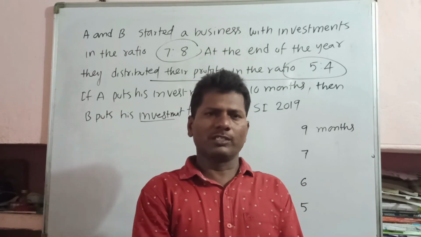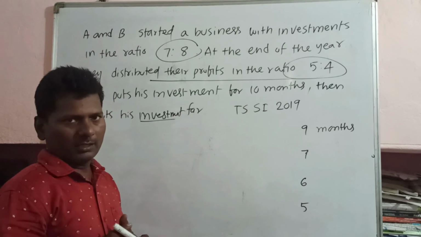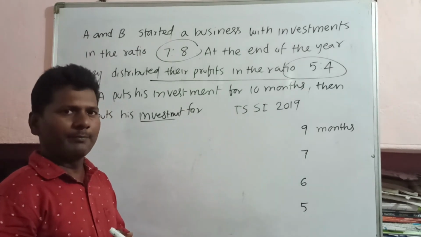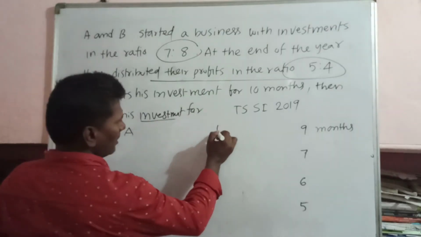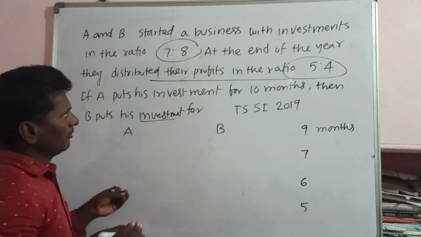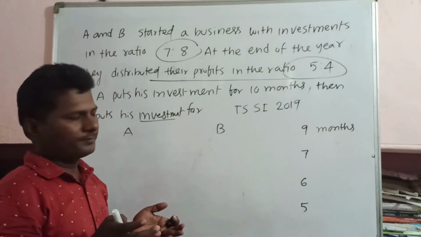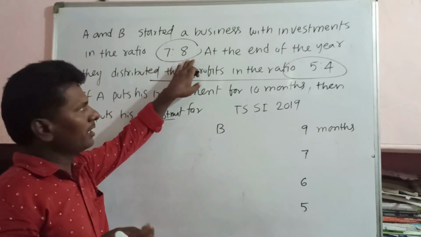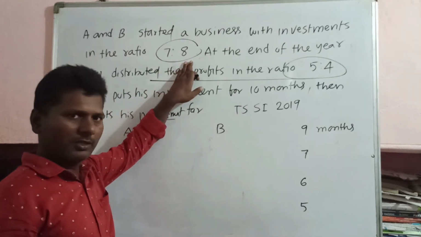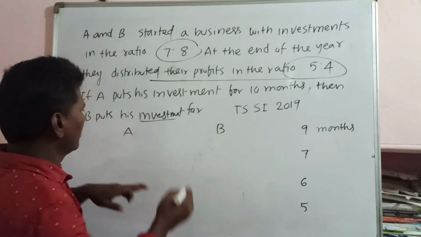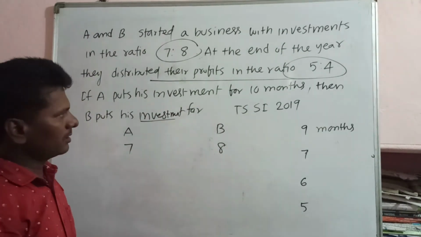Let us solve this question in the ordinary method. First we write investments, after that time periods. So I am writing A and B. Here investments are given in ratio form. We can think that 7 means 7,000, 8 means 8,000, or 7 means 700, 8 means 800. You can assume in any way. So 7, 8.